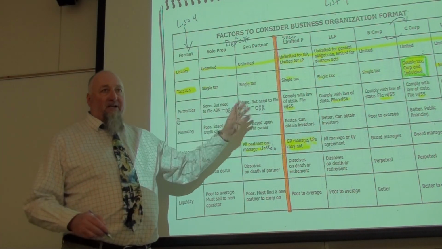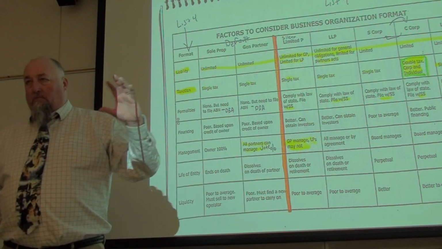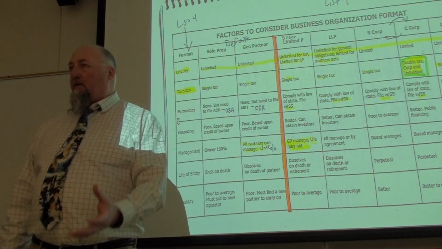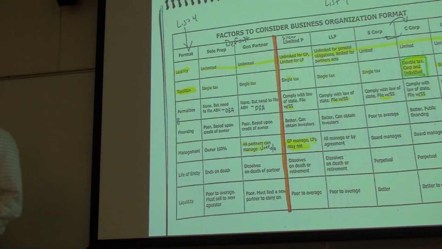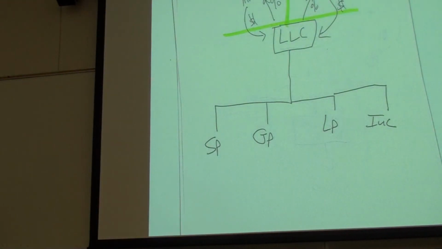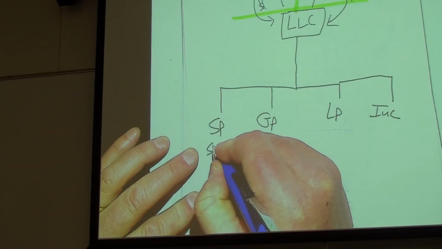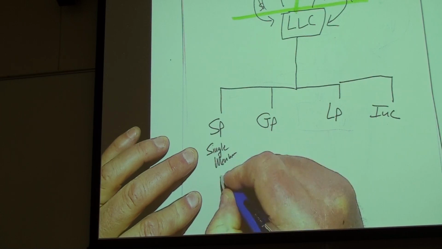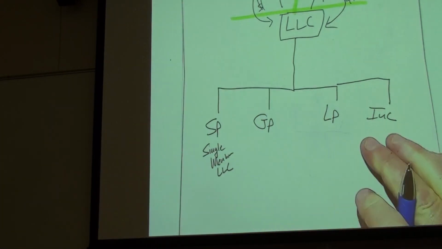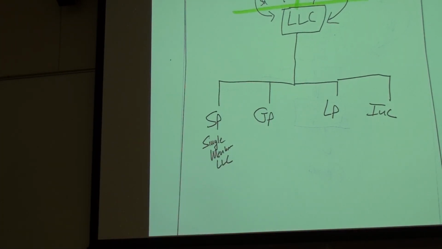So for tax purposes, you're treated like a sole proprietor, you file your individual tax return. Pretty straightforward way to do business. So that's what I mean by the sole proprietorship, or a single member LLC, okay? Single member LLC.